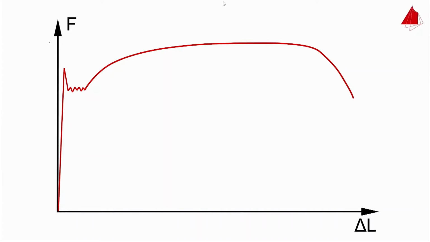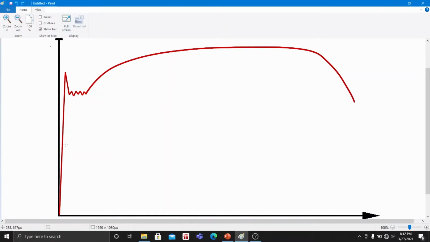Ito yung resulta ng ginawang tensile test kanina. Sa y-axis, makita natin yung stress or yung force per unit area. Then sa x-axis naman is yung elongation. Kung mapapansin nyo dito sa linear na graph, ito yung tinatawag na proportional limit or yung elastic region. Sa point na ito, directly proportional ang stress sa strain.